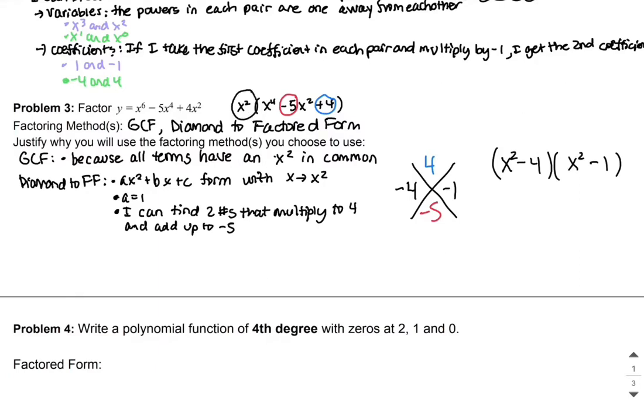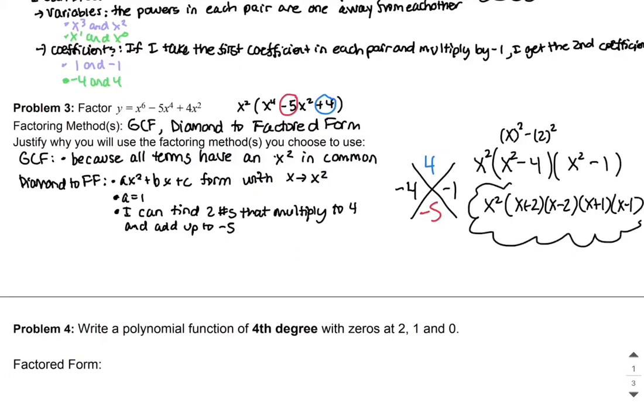I can't forget about that x squared also that I took out in the beginning, so I need to include that as well. So I'm multiplying x squared times x squared minus 4 times x squared minus 1. I have to factor these things as much as possible, so if I have the difference of 2 squares, I'm going to need to factor it further to its smallest factors. I know x squared minus 4 is x squared minus 2 squared, so I can break it down into x plus 2 times x minus 2, and x squared minus 1 breaks down into x plus 1 times x minus 1, and this is my final factored form.